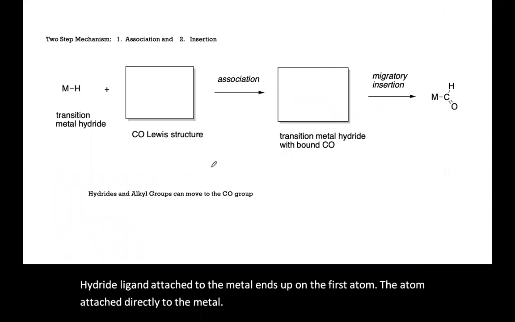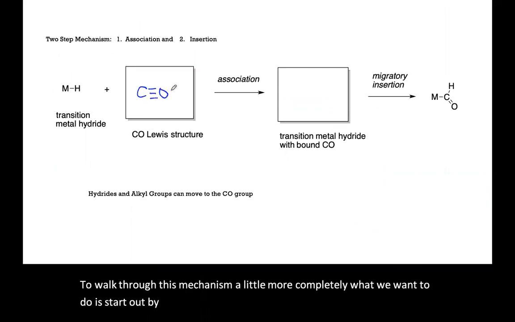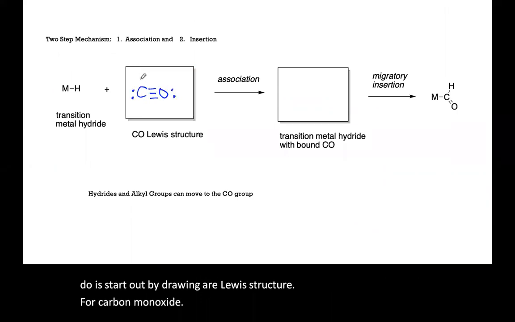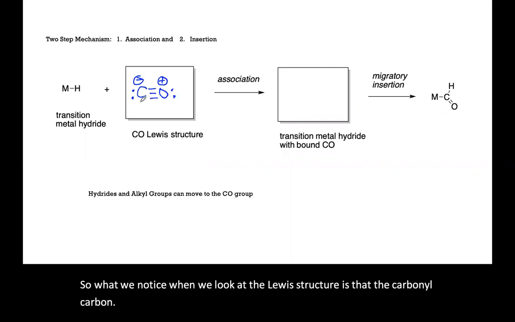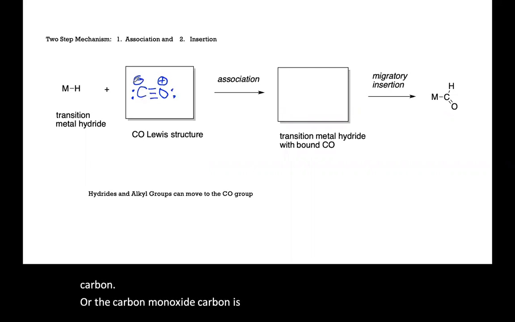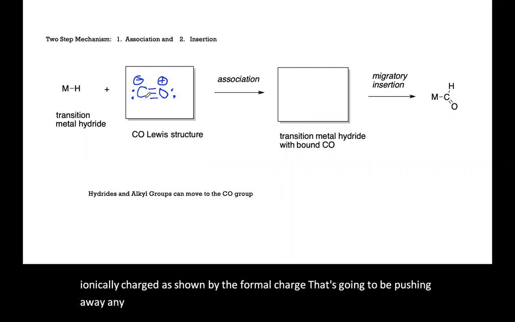To walk through this mechanism a little more completely, what we want to do is start out by drawing our Lewis structure for carbon monoxide. And we want to make sure that when we do this, that we draw in our formal charges. So what we notice when we look at the Lewis structure is that the carbonyl carbon, or the carbon monoxide carbon, is not very electrophilic. In fact, being fully anionically charged, as shown by the formal charge, that's going to be pushing away any incoming nucleophiles.